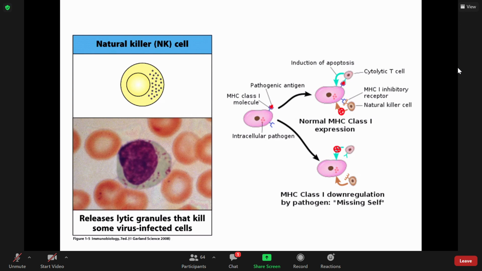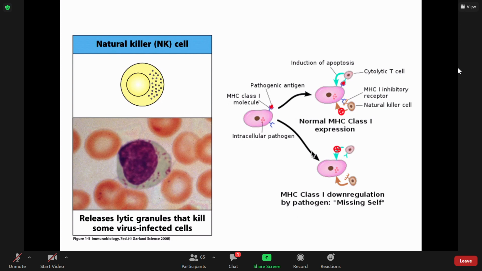However, there are many infectious agents which downregulate the expression of MHC class 1 when cells are infected. And the same is the case with cancerous cells. Cancerous cells downregulate MHC class 1 on their surface. Now, in that case, cytotoxic T cells will not be able to kill those cells so efficiently, right? So as an alternative mechanism, you have these NK cells which come into the picture.